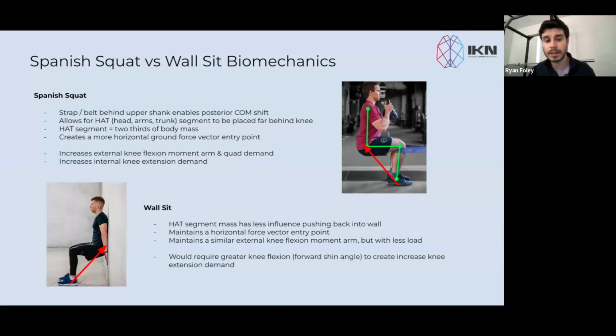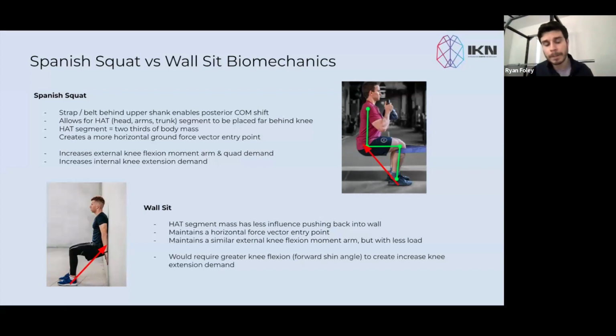That's why, with clients where we want to increase the demand here but haven't yet progressed to a Spanish squat, we may place an external load, like a kettlebell or a barbell loaded up in the hands, underneath the head, arms, and trunk. That's going to try to pull the head, arms, and trunk down the wall, which is going to add a little bit more demand into the knee extensors.